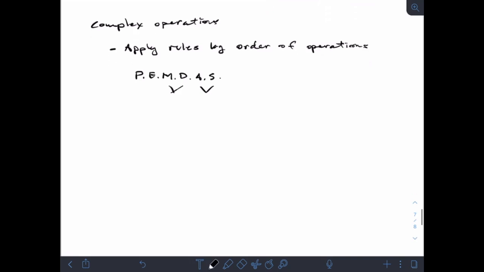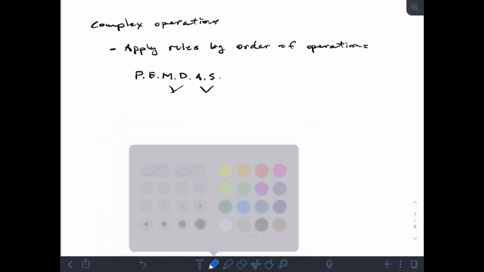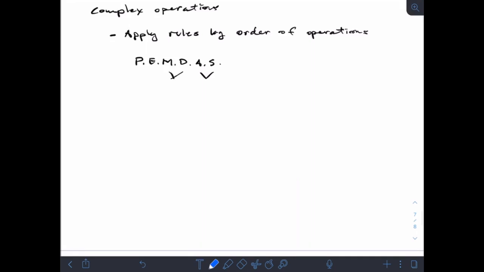So let's do an example. I meant to be doing examples in blue because it's nice to be consistent, but I have forgotten. So let's switch to that. Anyway, so I have an operation that looks like this.